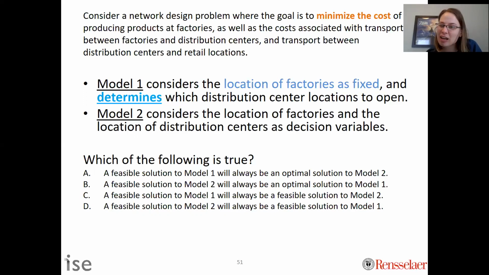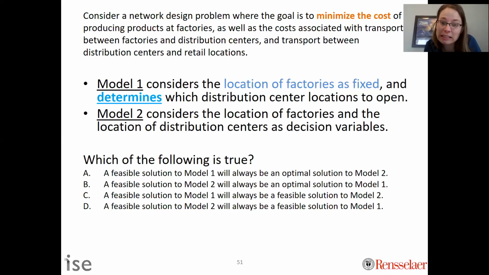All right, so let's unpack that. First of all, what is a feasible solution? A feasible solution means all constraints are satisfied, but it does not mean it's the minimum cost. And so if I look at model 1, we have factories, and we determine where we should locate distribution centers, and we make sure demand is satisfied, we make sure capacity constraints are satisfied. This is feasible to model 2 because we've determined those facility locations, but it's not necessarily optimal.